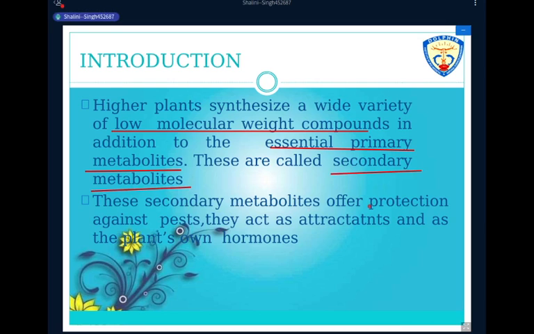These secondary metabolites offer protection against pests, and they also act as attractants. Plants do not have hormones like the pheromones of insects, so plants have these fragrances with the help of secondary metabolites.